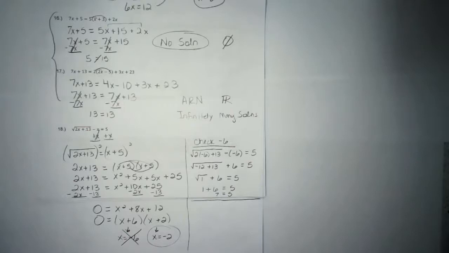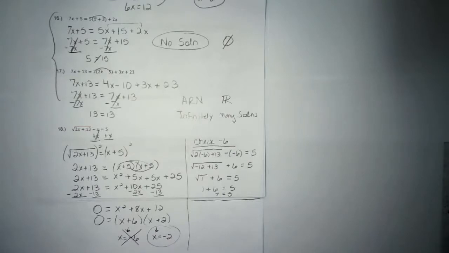Okay, so that brings us to 19 on the next page. Is everybody okay on that? Okay. All right, 19 has a rational exponent. It has that little 2/3 up there.